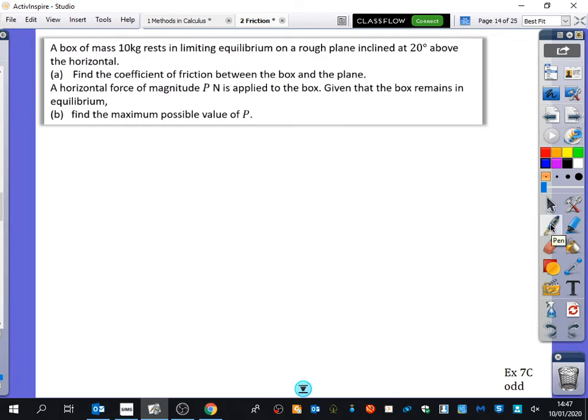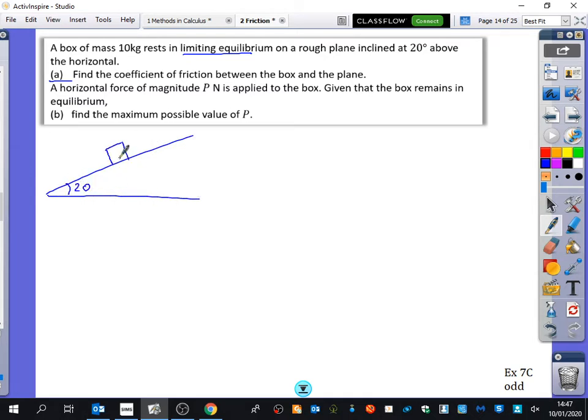Okay. A box of mass 10 kilograms rests in limiting equilibrium. There we are, coming across that phrase yet again, on a rough plane inclined at 20 degrees above the horizontal. Find the coefficient of friction between the box and the plane. And then we get something new that is happening. So let's just pause at this part A, and let's draw what's happening.